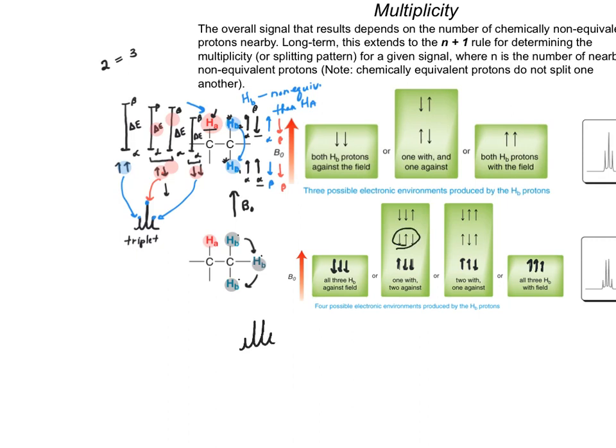Because again, if we went through all the different combinations, we would get 3 combinations where 1 would be with, 2 would be against. We'd get 3 different combinations where 2 would be with, 1 would be against. And there would only be one way that we could arrange them where we'd have all of them with or all of them against. So 3 nearby neighbors ends up with a signal that has 4 peaks, and that 4 peaks is what we call a quartet.